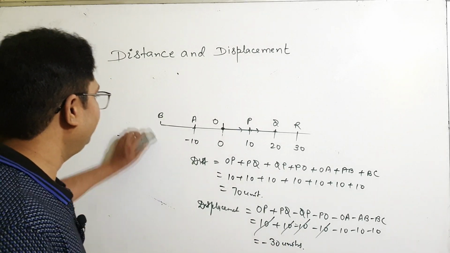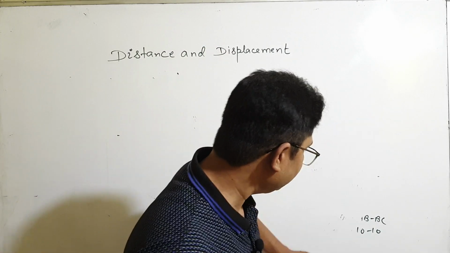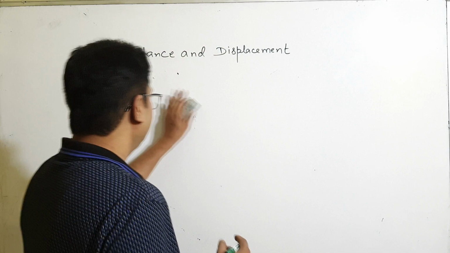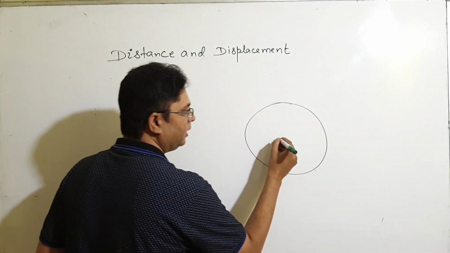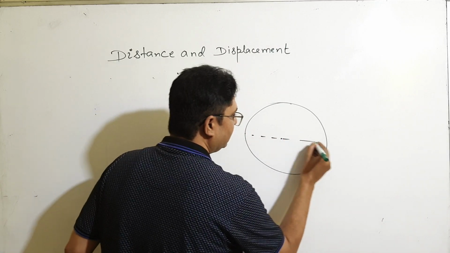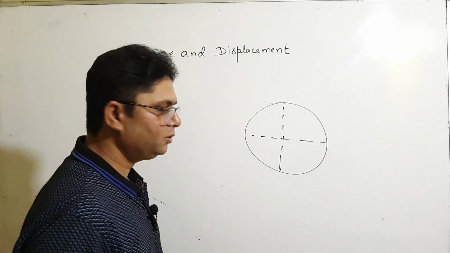Now let us understand it with another example. Let us take a circle. Here I am taking a circle. In this circle, these are the opposite points, so they are diameters.